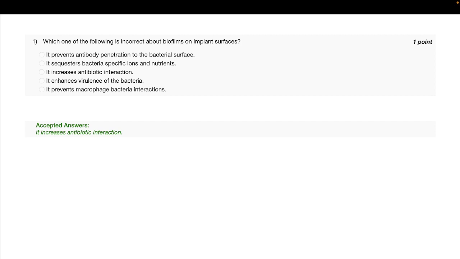Biofilm is a slimy layer which forms over your implant because of sequestration of bacteria, and because the layer is pretty strong in nature, it will not let your antibiotics, your antibodies, or your macrophages enter into the biofilm. As a result, it actually decreases antibiotic interaction. So the only incorrect option is that it increases antibiotic interaction.